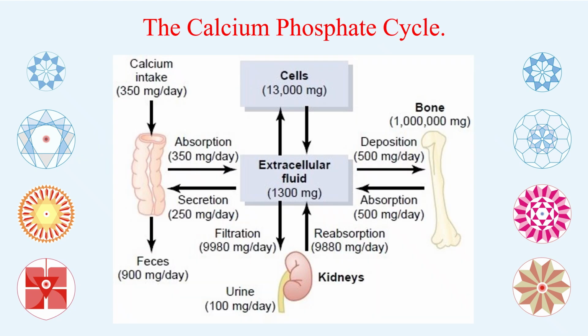Now come to the question of the sources of the calcium phosphate cycle. Number one, the food we take is absorbed from the gastrointestinal system, which is one part of absorption of calcium and phosphate.